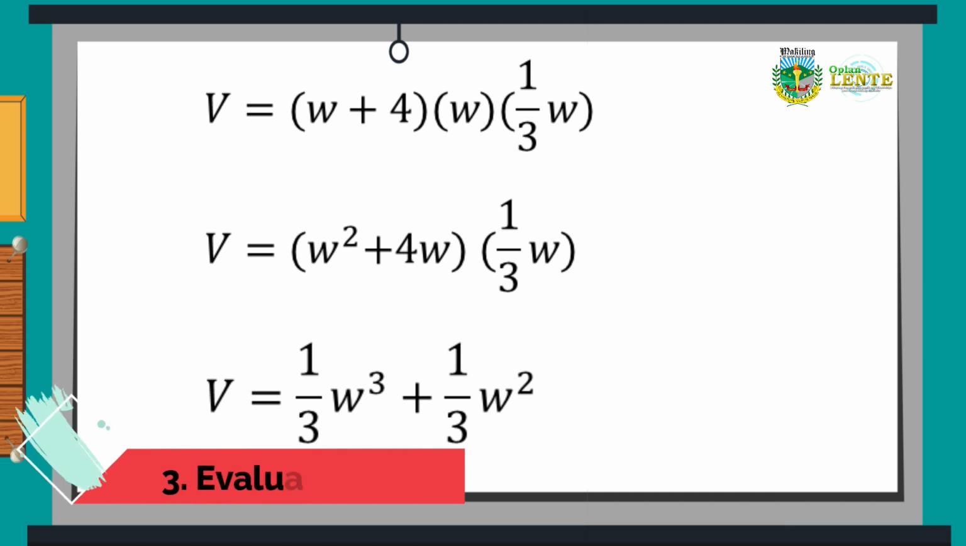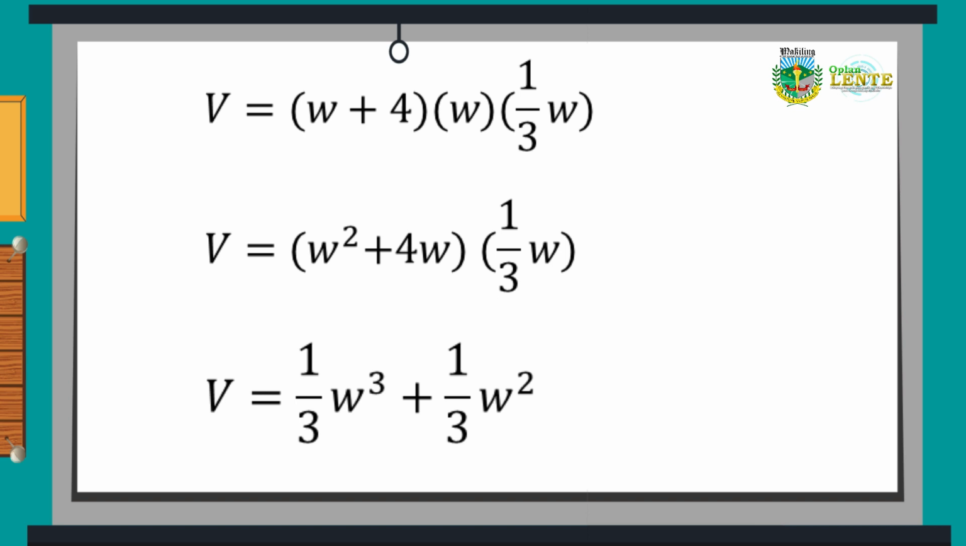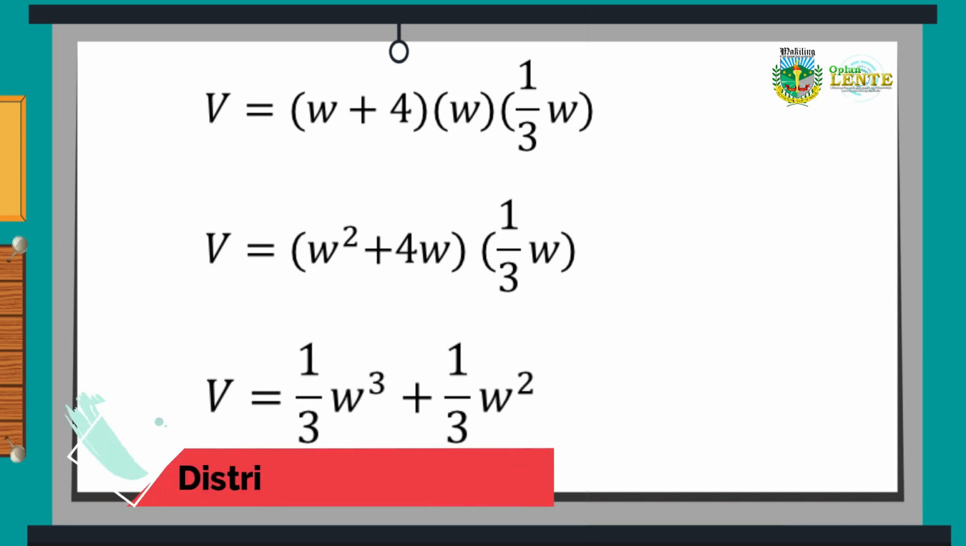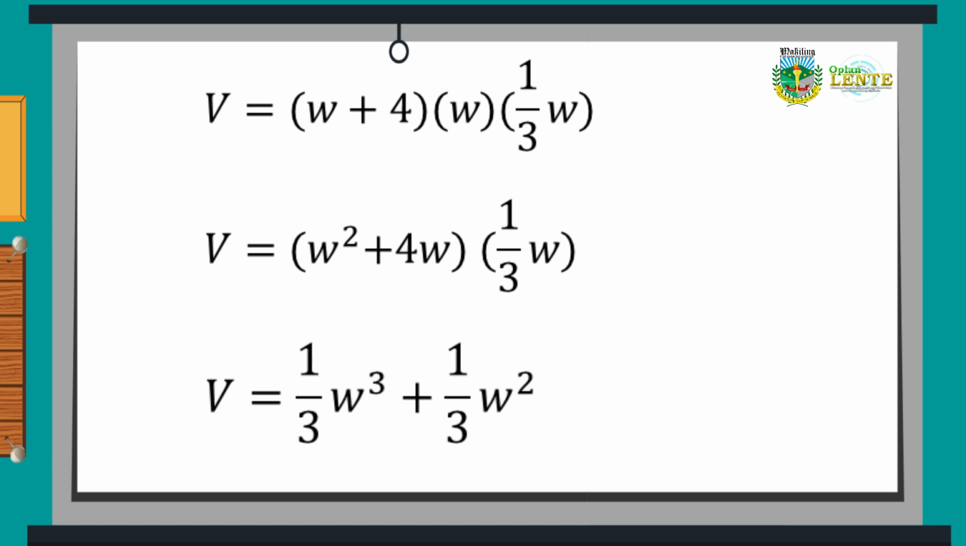To solve this, let us simplify first. Remove the parentheses. Let us multiply W with the binomial W plus 4. And we have W squared plus 4W using distributive property. Then, multiply this result by 1/3 W. And it will give us V is equal to 1/3 W cubed plus 4/3 W squared. And this is our new polynomial function.